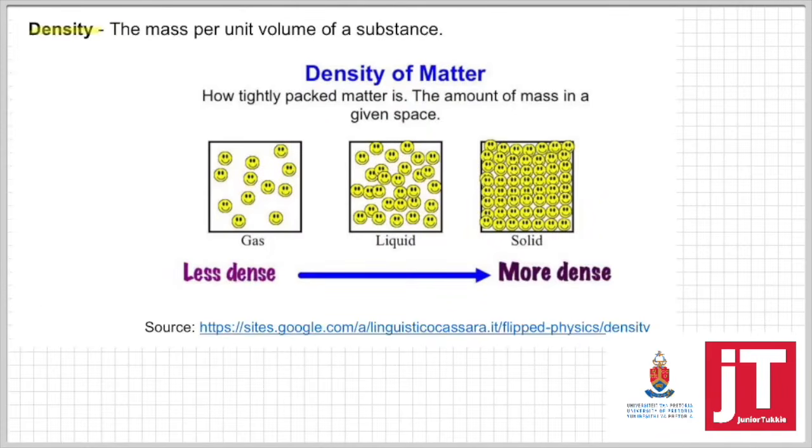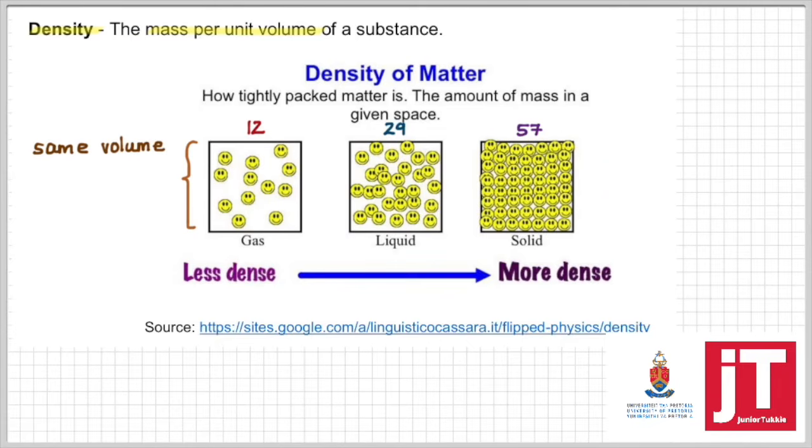The word density refers to the mass per unit volume of a substance, or in other words, how tightly packed matter is. In the picture displayed to your screen, we have a gas, a liquid, and a solid, each with the same volume. When we count the number of particles or smiley faces in the gas, we find that there are 12 of them. In the liquid, we have 29, and in the solid, we have 57.